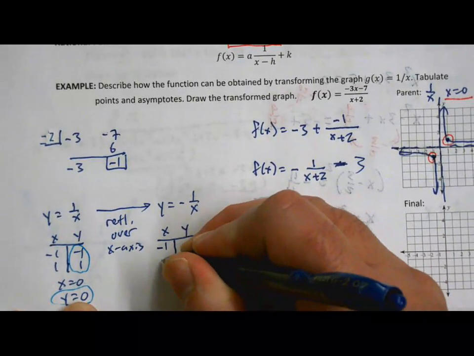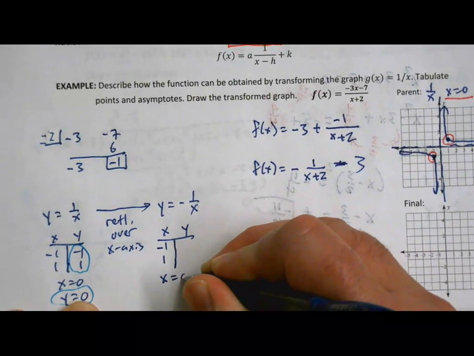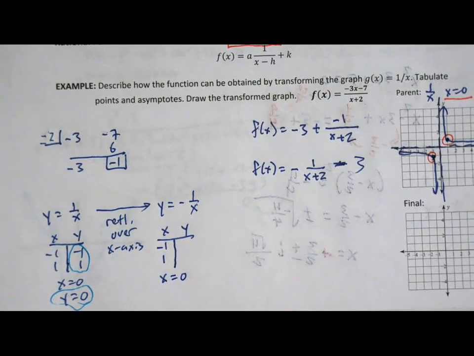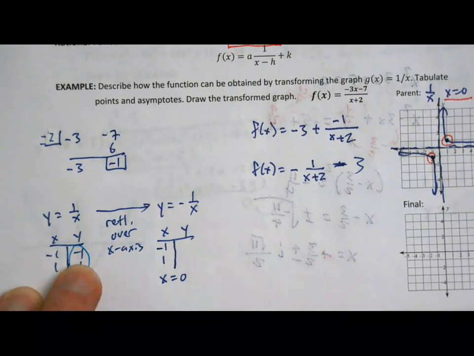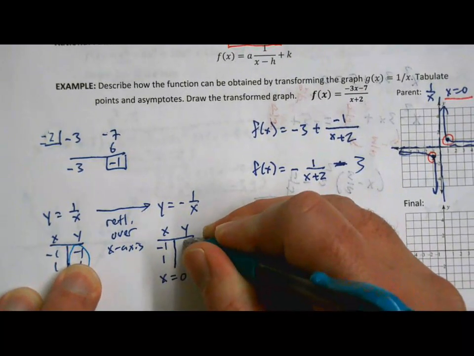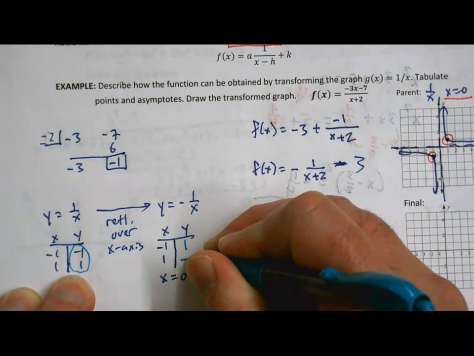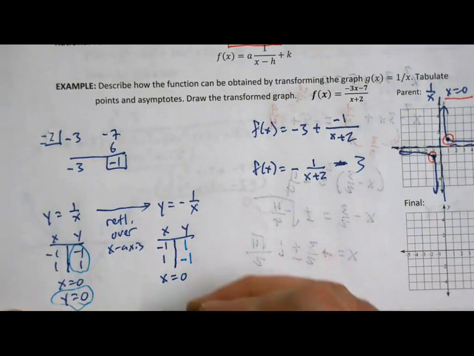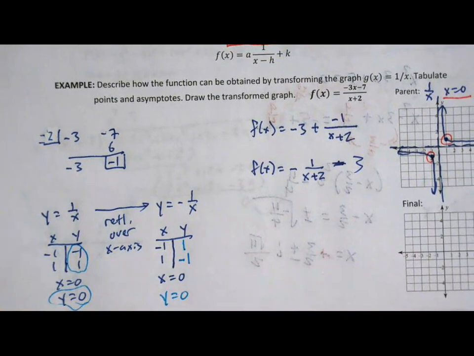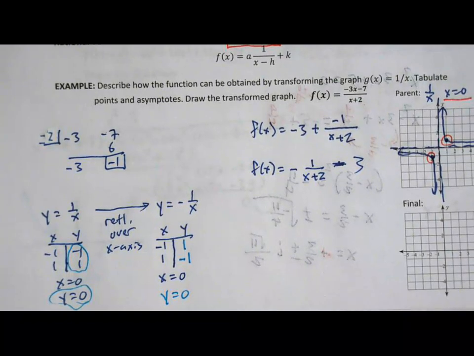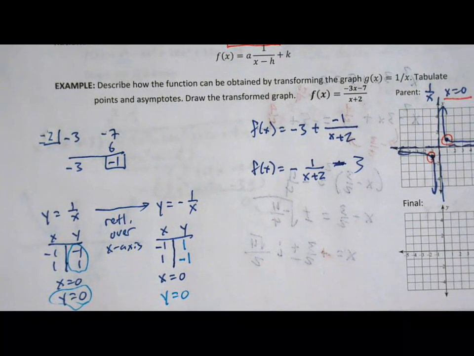So my x values I'm just going to copy over because they don't change at all. My y values, we just needed to multiply all those numbers by -1. So -1 times -1 becomes +1. 1 times -1 becomes -1. 0 times -1, actually I lied. That one doesn't change. It could potentially have changed.